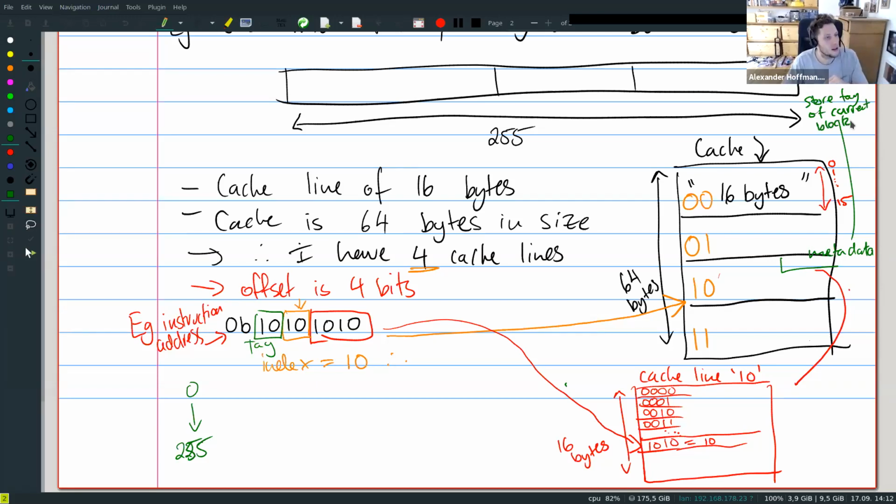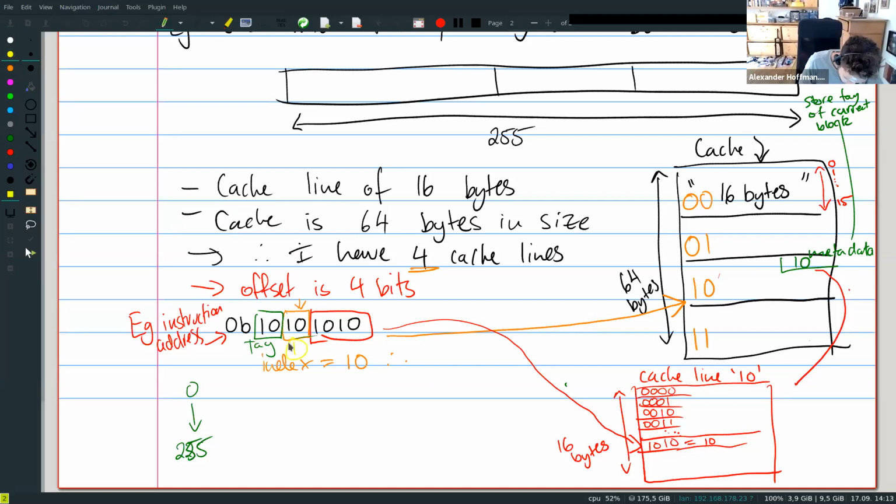So maybe this block is already in memory. And so this metadata, in this case, we would have 2 bits of metadata for each cache line, might have 10 in it, meaning that this memory address has already been used and is currently in cache on this cache line. Therefore, the lookup just goes, okay, it takes this address, right? The one we have here, it takes this address.